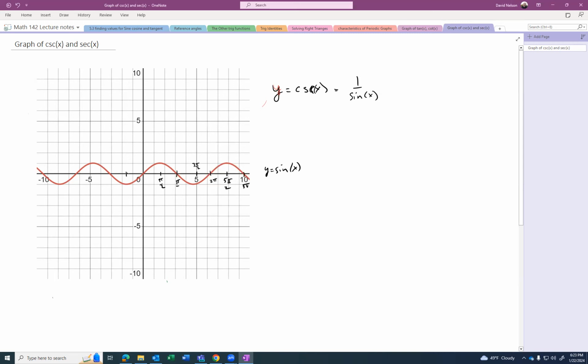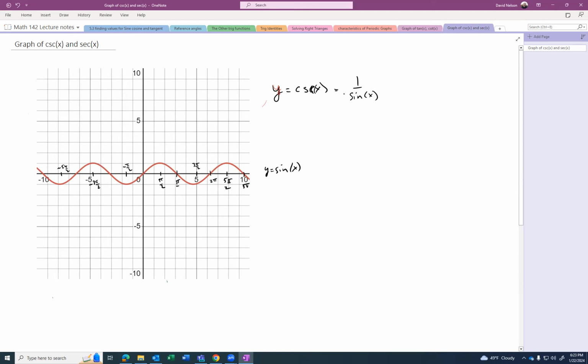And we'll throw in a couple negative values as well. Negative pi over 2. This peak is at a negative 3 pi over 2. This minimum down here, this bottom of the wave, is at a negative 5 pi over 2. So that's our sine function.